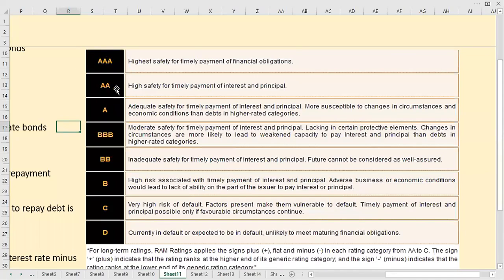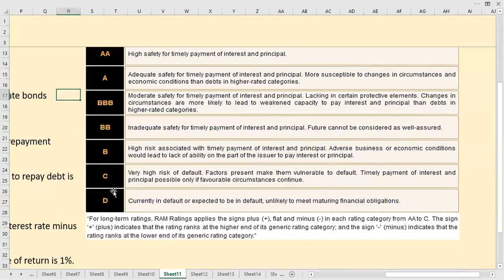If it is AA, high safety. If it is A, it is adequate. If it is B, moderate. Double B, inadequate. B, high risk. C, very high. D, currently in default. So anything below double B is inadequate. B is high risk, C is very high, and D is currently in default.